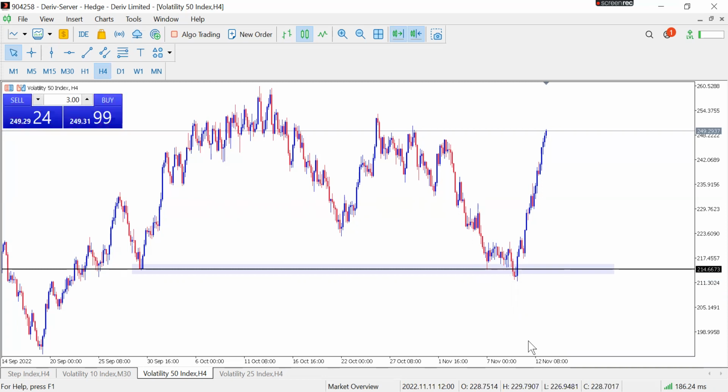I thought, no, this is a false signal. I'm not gonna trade this. And you know what happened? The market formed this candlestick here. So this is a hammer.